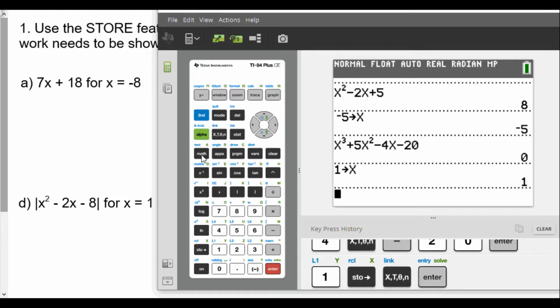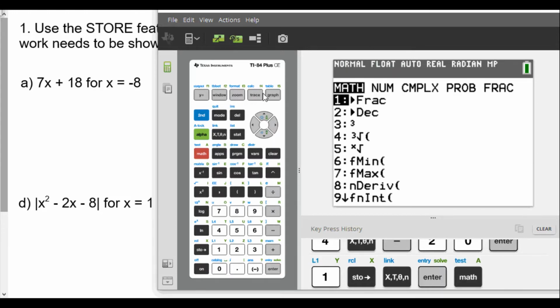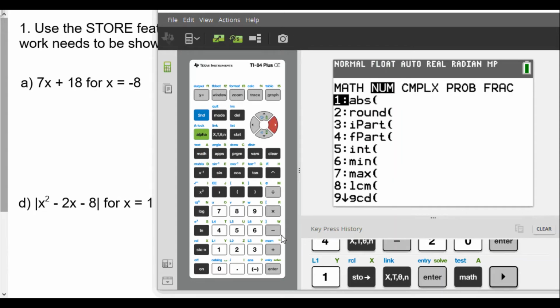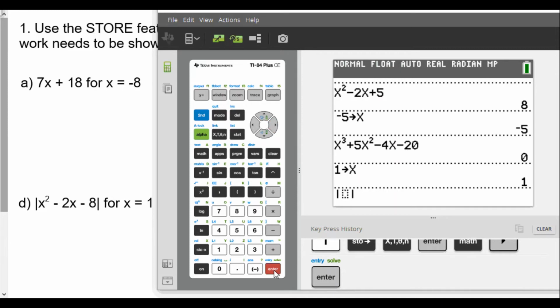Now for absolute value, you can find absolute value by hitting the math button and going one to the right to NUM. And there ABS is absolute value. So we do that first, absolute value.